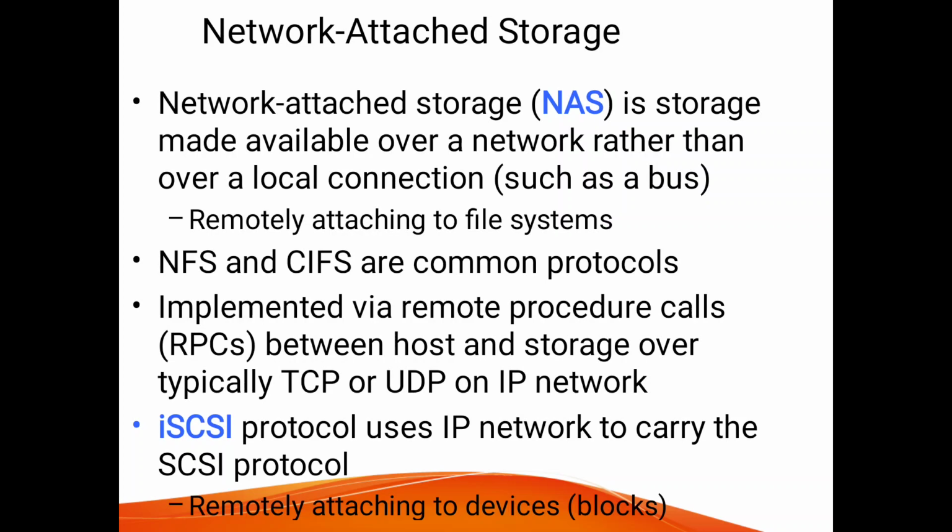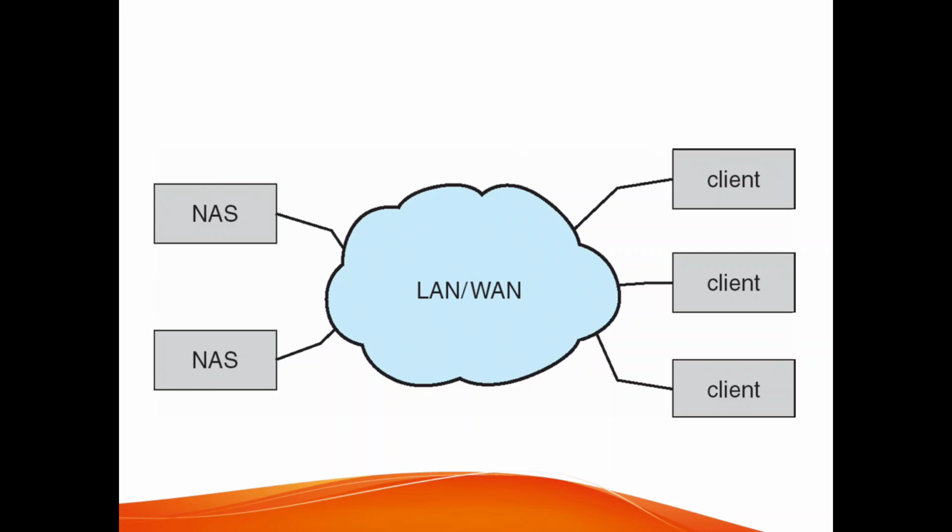Then the network attached storage. NAS is storage made available over a network rather than over a local connection. It is remotely attached file systems. NFS and CIFS are the common protocols. It is implemented via remote procedure calls, and the iSCSI protocol uses an IP network to carry the SCSI protocol. Here the interconnection of the LAN or WAN with the storage device is the NAS, and the clients access it.